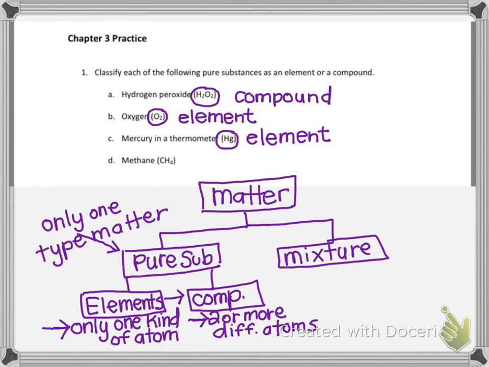And letter D, methane, a component of natural gas, is CH4, so it contains both carbons and hydrogens, so two or more different atoms combined, and so this would be a compound. So to answer question 1, it's important to understand the difference in the formulas between elements and compounds.